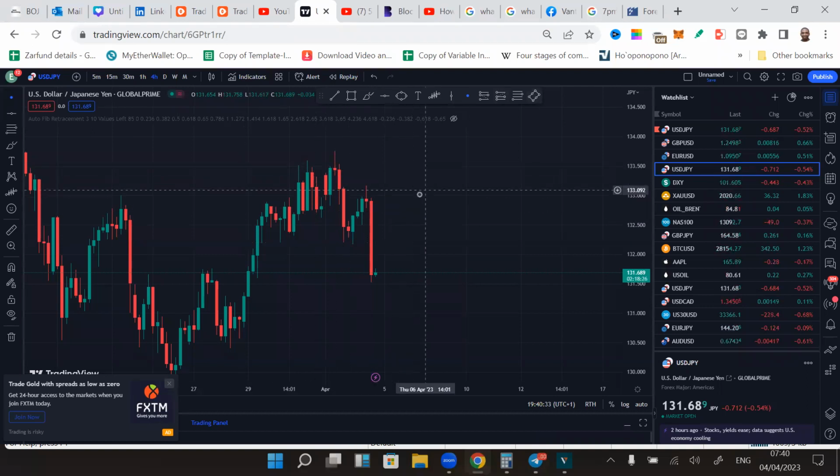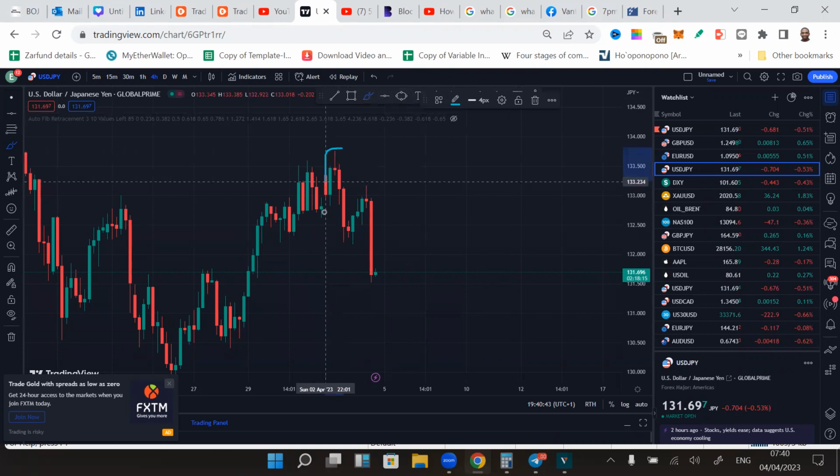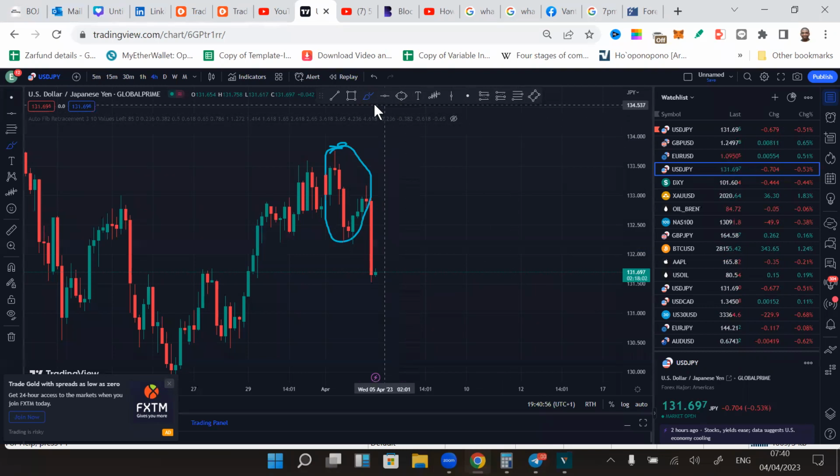Within impulse moves, you can have impulse moves too. Like in this case, let me show you something. Look at another impulse move right now. This one happened yesterday. From this top here to this bottom here, this is another impulse move. So let's check and see if that gives us a 61.8 for us to enter for a sell.